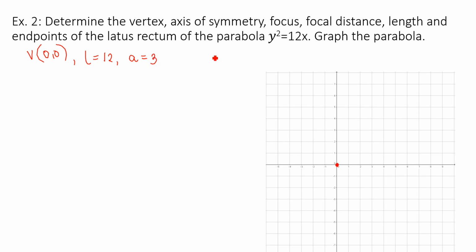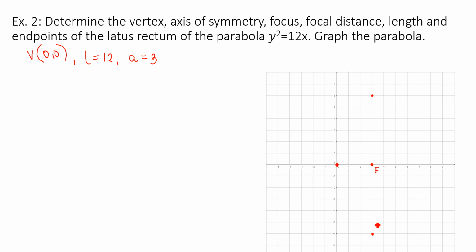Okay, so it opens to the right. So here, 1, 2, 3, this would be our focus. Now, since the length of the latus rectum is equal to 12 divided by 2, then we have 6. So 1, 2, 3, 4, 5, 6 here, and then 1, 2, 3, 4, 5, 6 here.